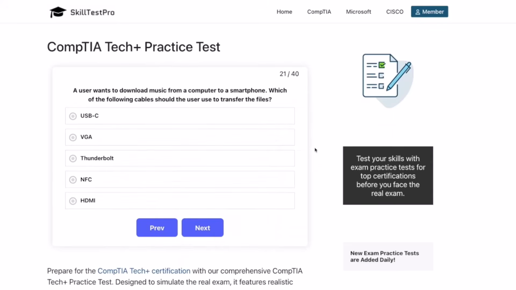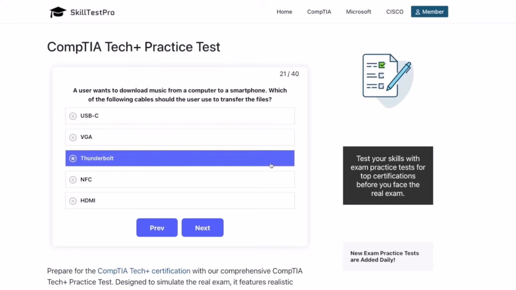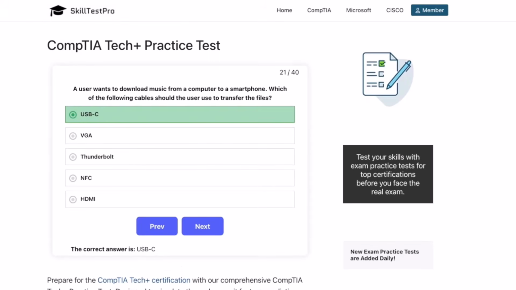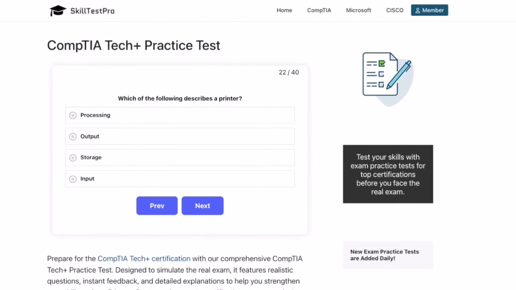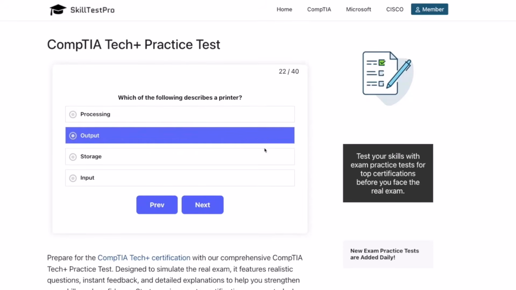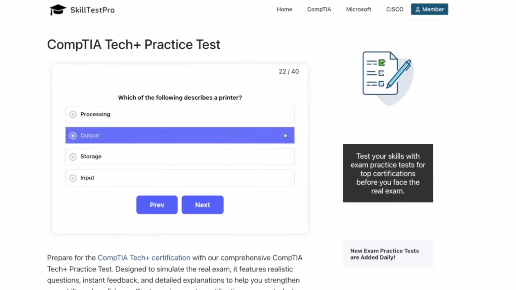A user wants to download music from a computer to a smartphone. Which of the following cables should the user use to transfer the files? USB-C, VGA, Thunderbolt, NFC, or HDMI? The correct answer is USB-C. Next question. Which of the following describes a printer? Processing, output, storage, or input? The correct answer is output.